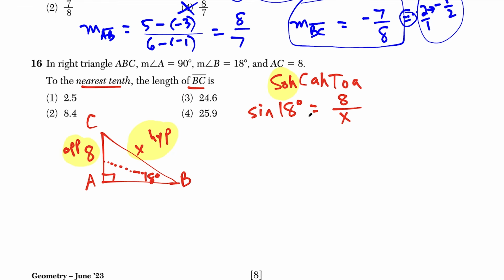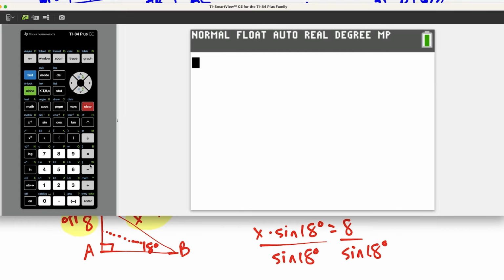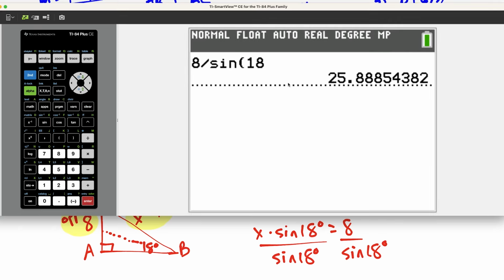So now we solve for this. And for this part here, we just have to know a little bit of algebra. We're going to do x times sine of 18 degrees, and this is equal to 8 times 1, which is 8. And now just divide both sides by sine of 18 degrees. And the rest here is calculator work. So we are in degree mode. So now we're just going to press 8 divided by sine of 18 like this. And we press enter, and here's our solution.